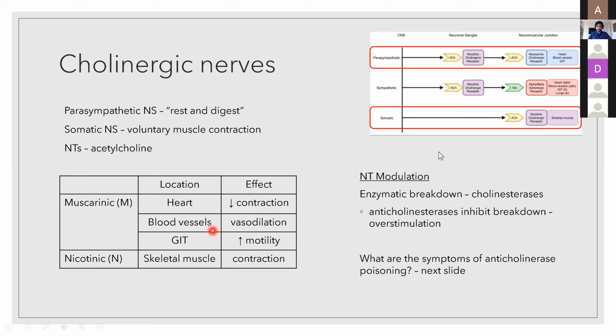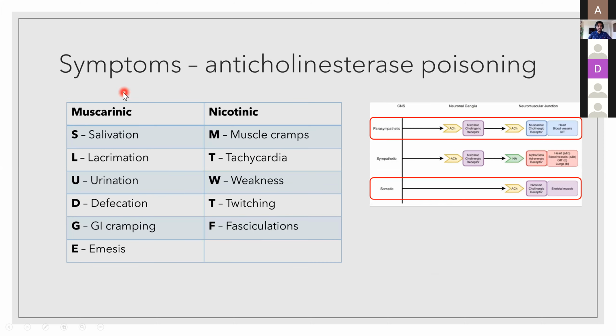So here are the symptoms for anticholinesterase poisoning. Muscarinic being our parasympathetic nervous system, we have our mnemonic of SLUDGE, which stands for salivation, lacrimation, which is tears, urination, defecation, GI cramping, because we're overworking our gastrointestinal system, and emesis, which is vomiting. For our nicotinic, remembering this is our skeletal muscle, our voluntary muscle movements, we have Monday, Tuesday, Wednesday, Thursday, Friday. M standing for muscle cramps. We're overly contracting our skeletal muscle. We can also get tachycardia, muscle weakness, twitching, and fasciculations, which is also another form of muscle twitching.